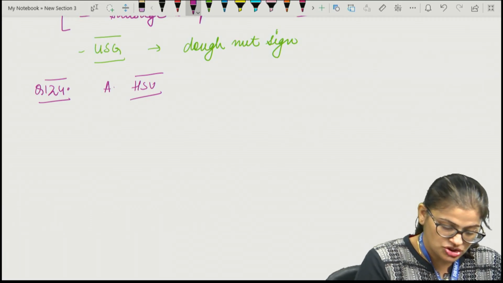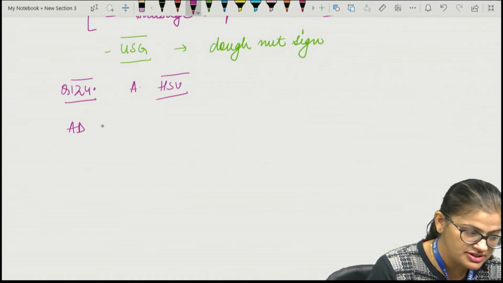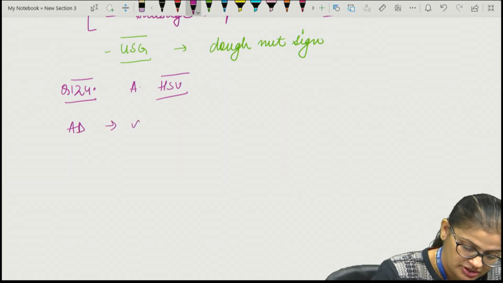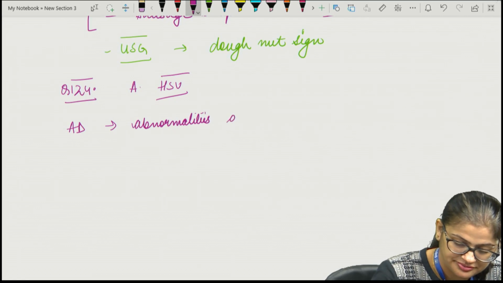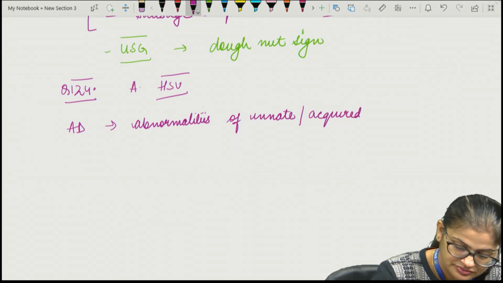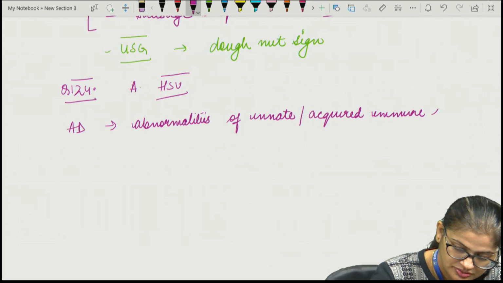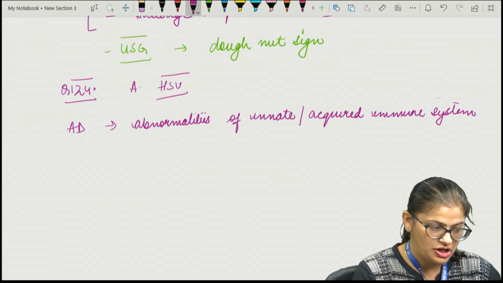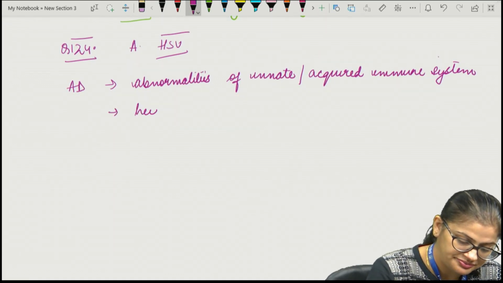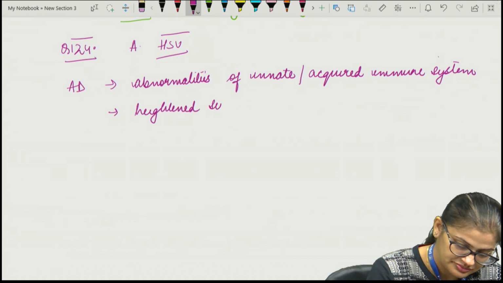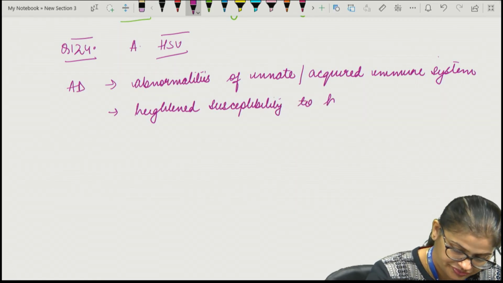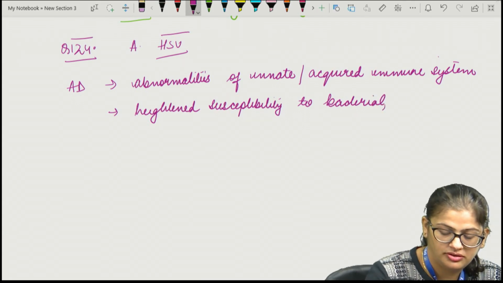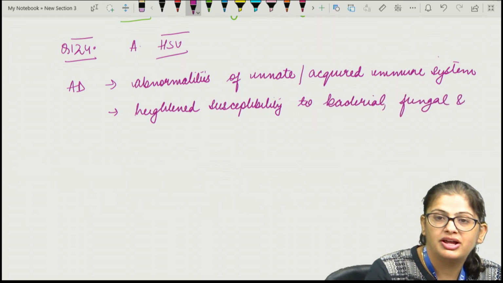So you should know that patients who have atopic dermatitis have certain abnormalities of the innate and the acquired immune system, which will result in heightened susceptibility to bacterial, fungal and viral infections.